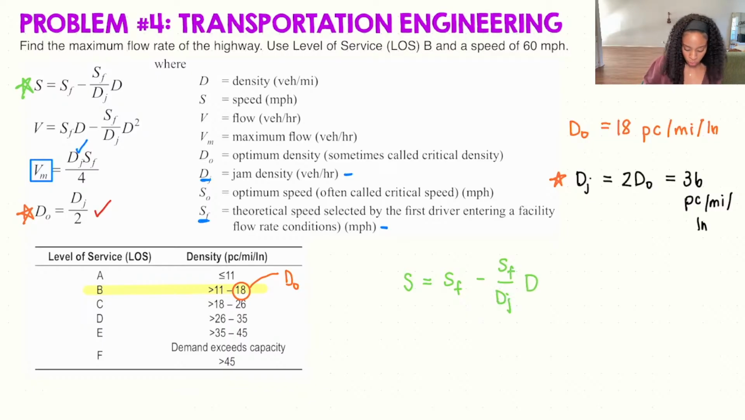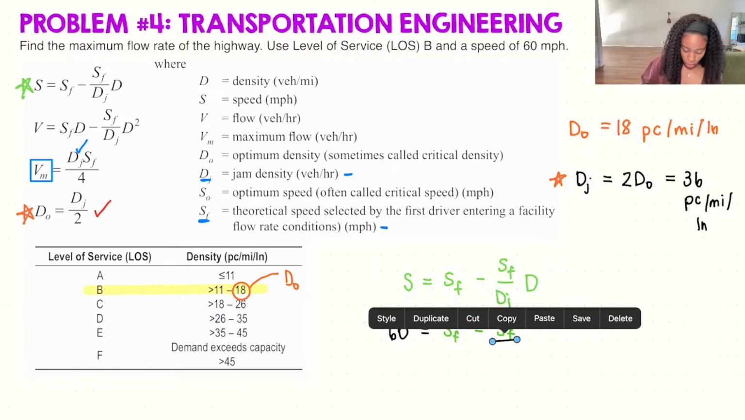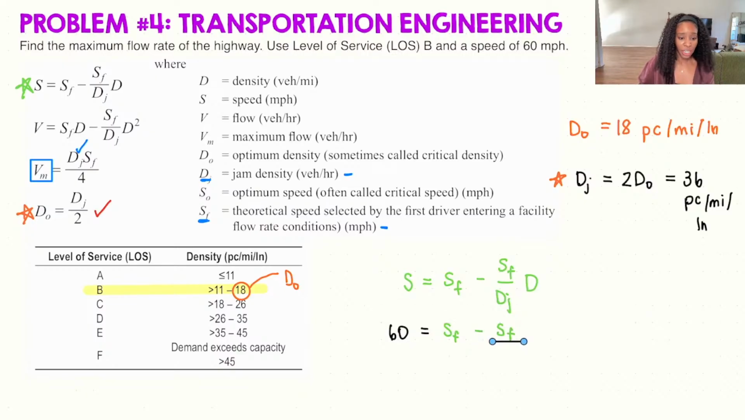That is the value we do not know, but we have all these other values. So if I plug in the numbers that we already have from the problem, we're going to get 60 equals SF minus SF divided by the jam density. I keep saying jam density. Divided by DJ, that's what I'm going to call it. So we found DJ to be 36. And then this last D here is going to be the optimum density, so we're going to multiply that by 18.